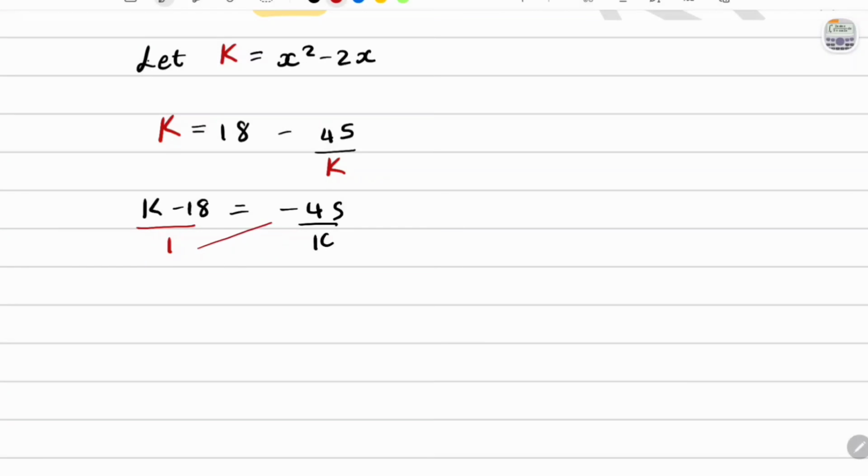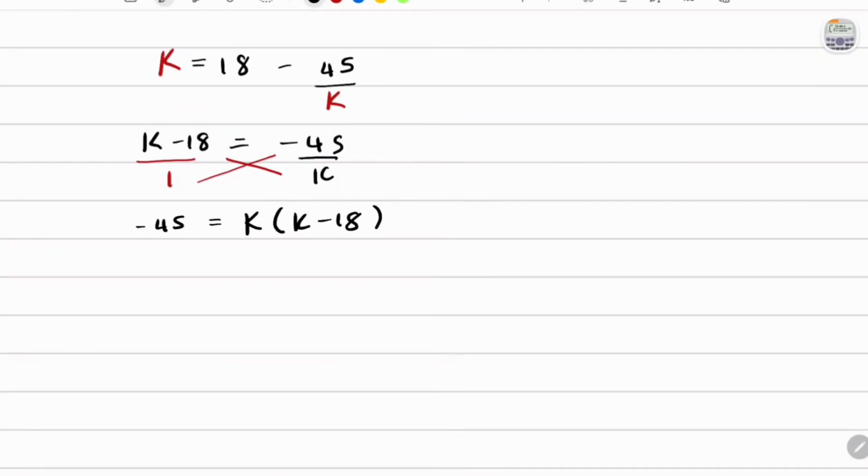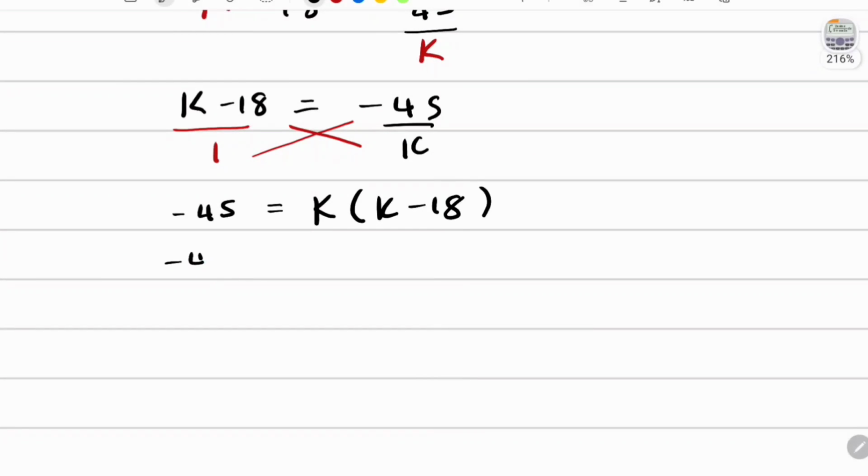So 1 multiplied by negative 45, which gives you negative 45, is equal to k minus 18 times k, which is fine. We can actually multiply those. So k minus 18 times k, since k is one term, I'll put that in front, and it's being multiplied by k minus 18. Okay, so if we simplify this, it's negative 45 is equal to, distribute, k squared minus 18k.